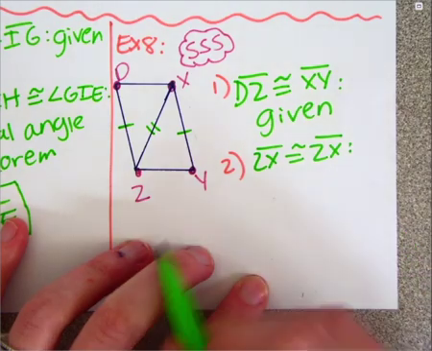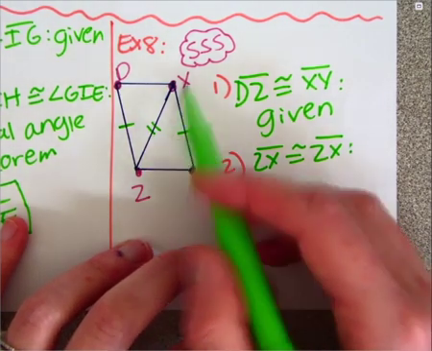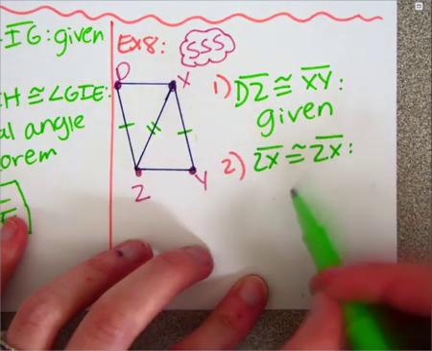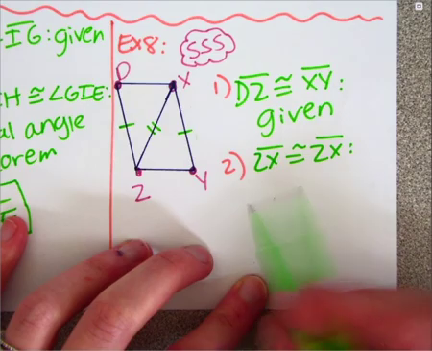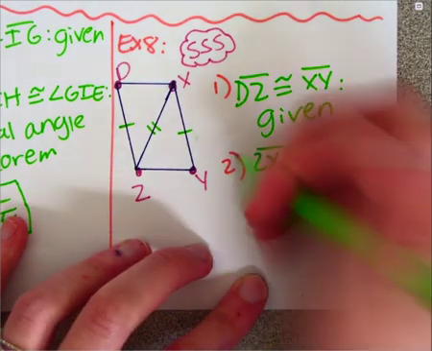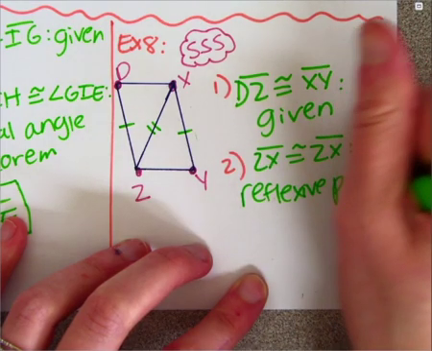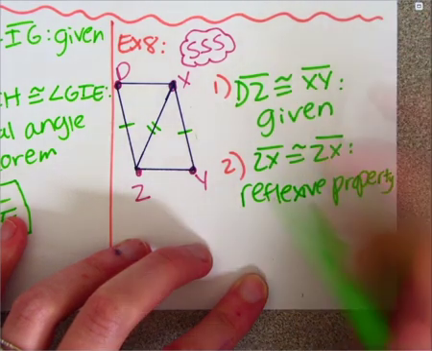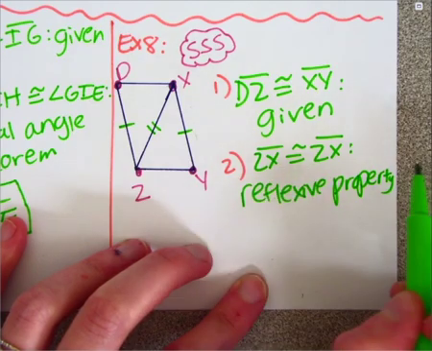So whenever you have a shared side, a side that is congruent to itself, whenever an angle or side is congruent to itself, that is when you use the reflexive property. Reflexive property. Remember, it's kind of like a reflection. It sees itself in the mirror. It sees the same exact thing.